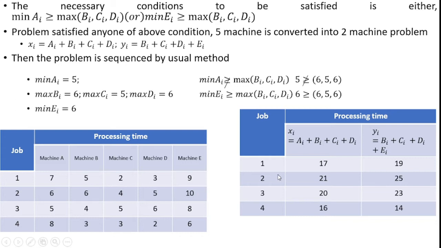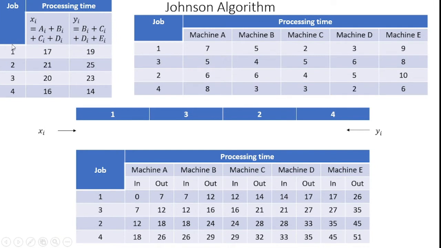Likewise, I convert the other rows, which are job 2, job 3 and job 4, identify the new processing time values and tabulate them, converting the five machine problem into a two machine problem. After that, as usual, I identify the minimum value. In the overall table, the minimum value is 14, but it lies on the Y machine, which is the second machine, and on job 4. So I allocate job 4 from the right hand side, because it lies on the second machine.